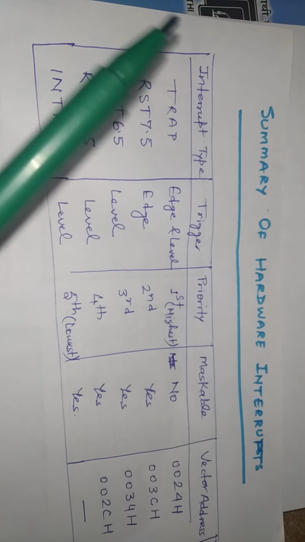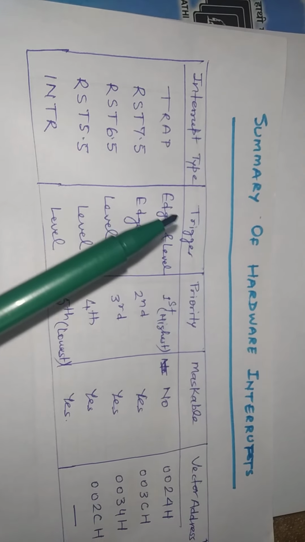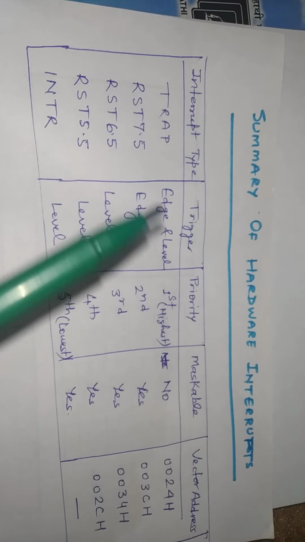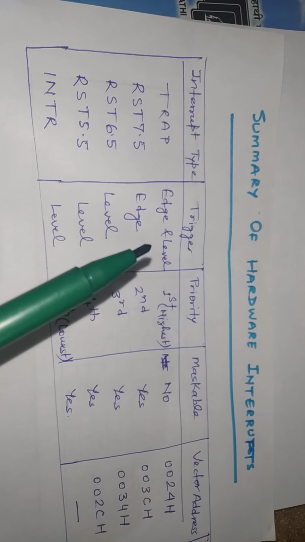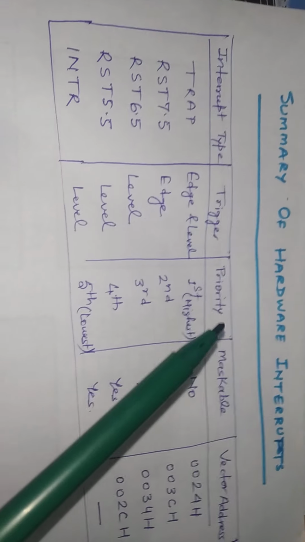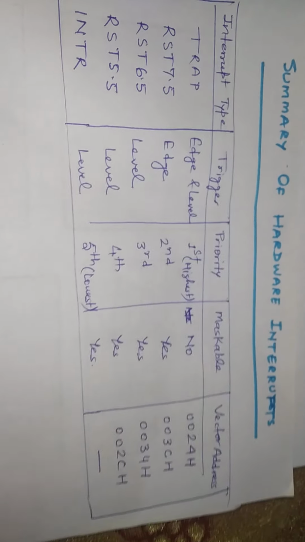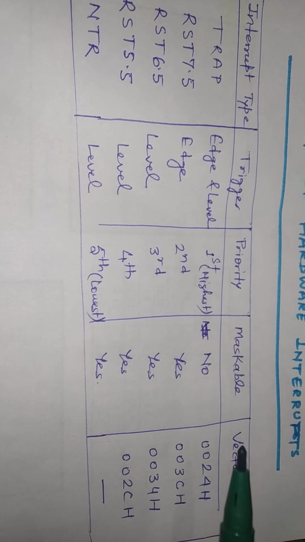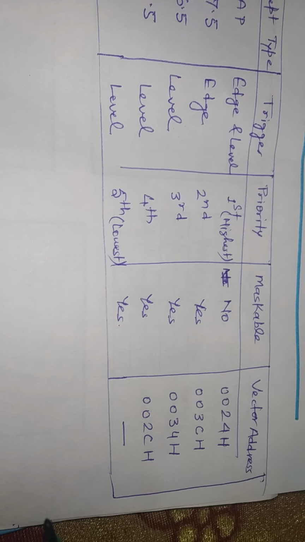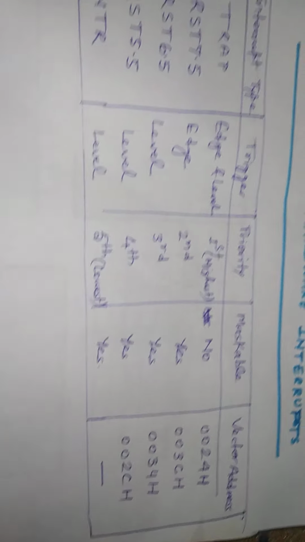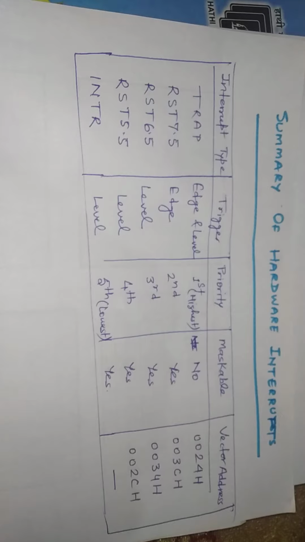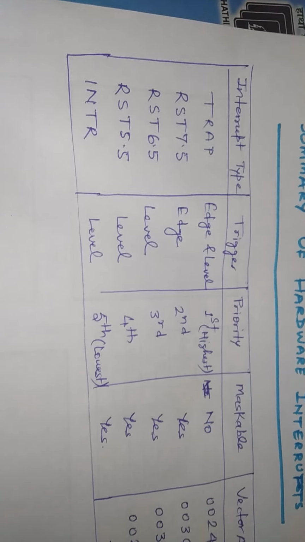The trap is an interrupt which is edge as well as level triggered both. While RST 7.5 is edge triggered, that is edge sensitive interrupt, all other interrupts are level sensitive interrupts. Their priority order is this, and only trap interrupt is not maskable, all other interrupts are maskable, and only INTR is non-vectored interrupt, all other interrupts are vectored interrupts. Okay. So these are the details of hardware interrupts.